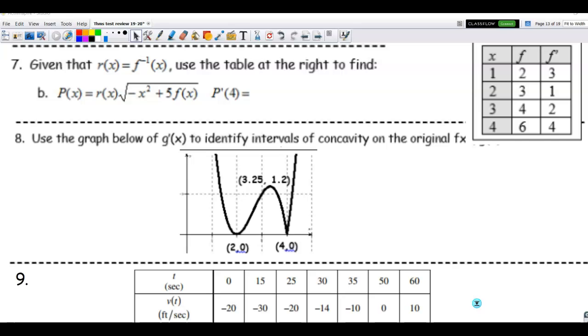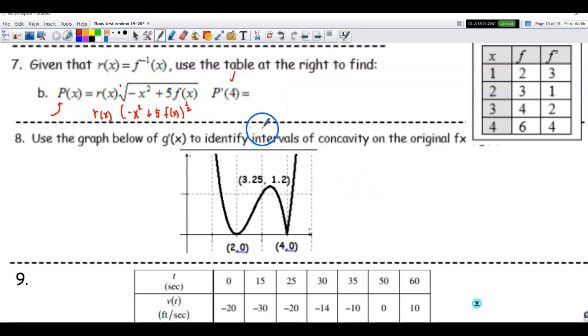Okay, so in number 7, this is where we're going to use that R and F inverse thing, because in number 7 we are going to be dealing with the little r function. So little r and f are inverses of each other, and I'm supposed to be finding the derivative of big P at 4. So right here I see a product. I'm going to rewrite this as little r of x multiplied by negative x squared plus 5 f of x to the 1/2 power.